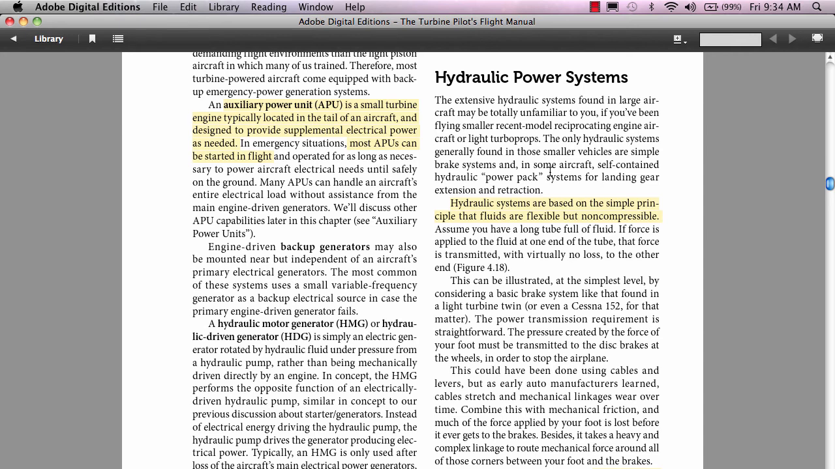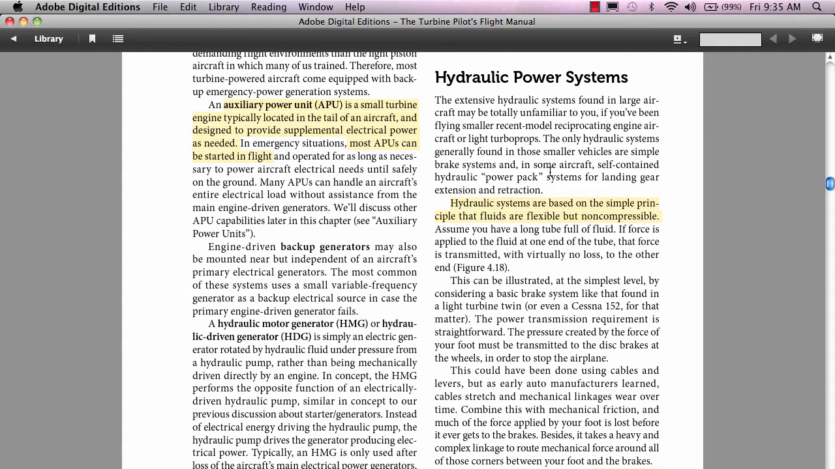This is Learning Module 3, Chapter 4 of the Turbine Pilot's Flight Manual. We'll be discussing pages 61 to 68, hydraulic systems. Just an overview of the hydraulic systems on aircraft. Let's talk about that for a minute.